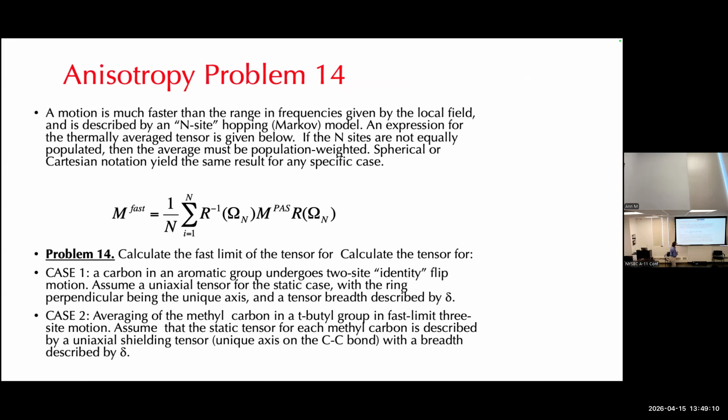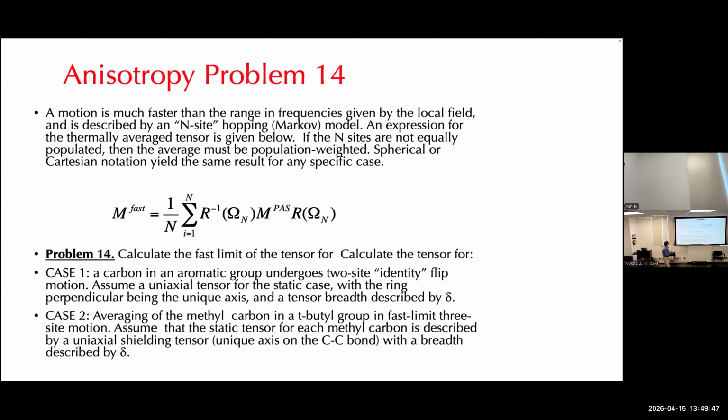Basically, the fast limit tensor is just the average. It's like time sharing between different orientations. They all are assumed to have the same fundamental interaction when rigid. But at each of the end sites, that tensor needs to be rotated appropriately to represent how it would contribute in terms of its own orientation. How would it contribute along each of the Cartesian directions? How would it contribute to each of the spherical harmonics?